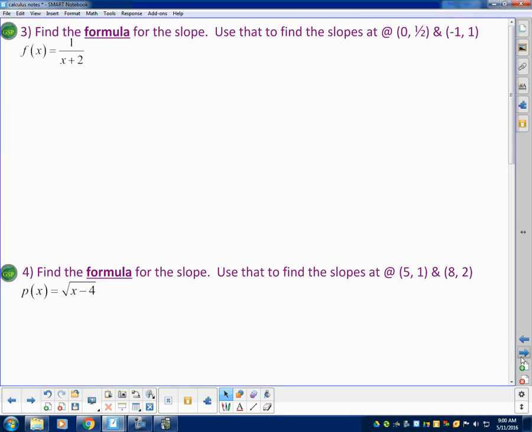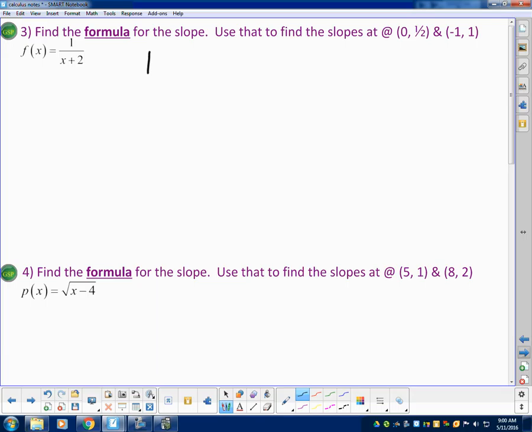So it says find the formula for slope. In other words, find the equation of the slope of the tangent line. Okay, these are all asking the same thing. So use that to find the slopes at two other points. So what I'm asking you to do right here is to use that difference quotient to find the slope of the tangent line. So let me write down the difference quotient.